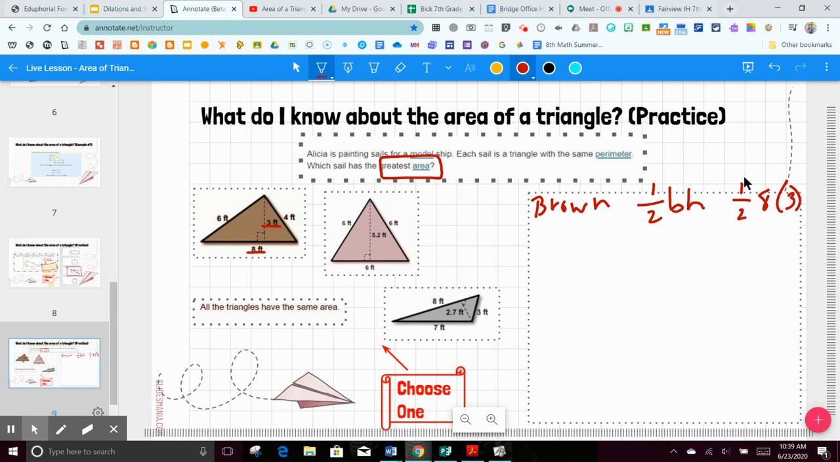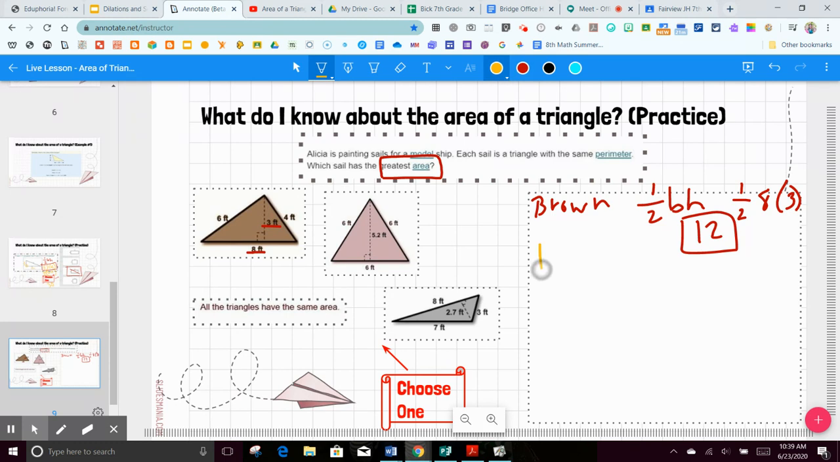So you could do half of 8 first, which is 4, and then multiply it by 3 to get 12. Or you can do 8 times 3, which is 24, and then multiply it by 1/2, which is still 12. So you can actually multiply in any order, whatever is easiest for you, okay?